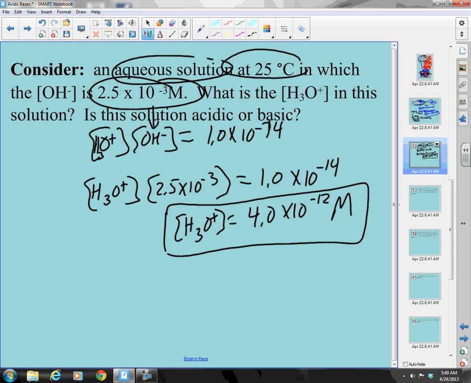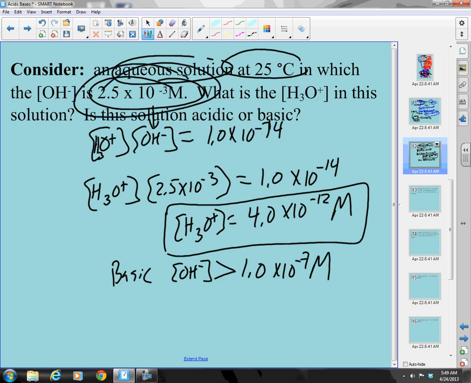Okay, cool. So my hydronium is 4.0 times 10 to the minus 12th. Is it acidic or basic? Well, let's find out. We said it is basic if my hydroxide concentration is greater than what number? 1.0 times 10 to the minus 7th molar. Well, what was my hydroxide? 2.5 times 10 to the minus 3rd. That is indeed greater than 1.0 times 10 to the minus 7th. So this thing is basic. Cool. Moving on.